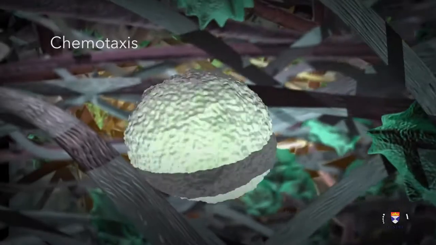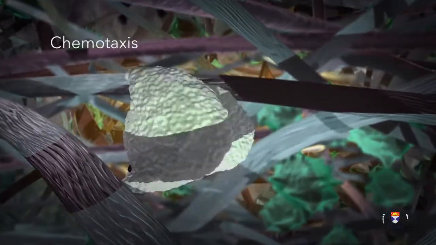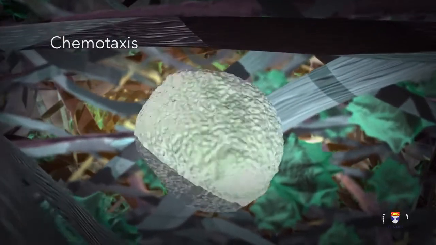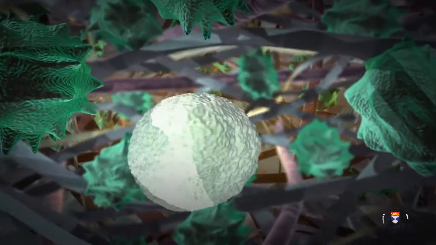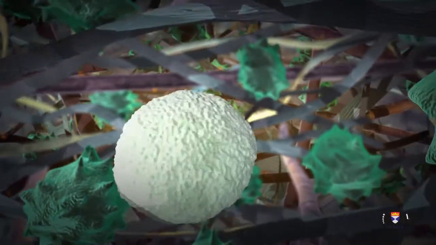Once in the extravascular space, the leukocyte begins to migrate to the site of injury by following a chemical gradient. A common signaling chemical is C5a of the complement system. Concentrations of C5a are highest where the tissue is injured. This process of following increasing chemical concentrations to the injury is called chemotaxis.